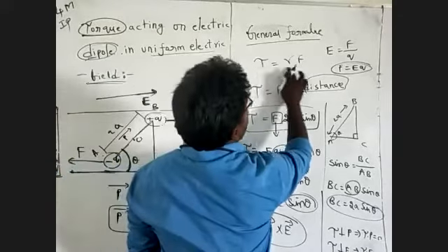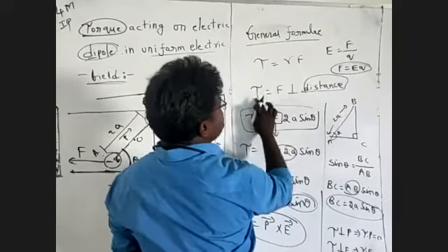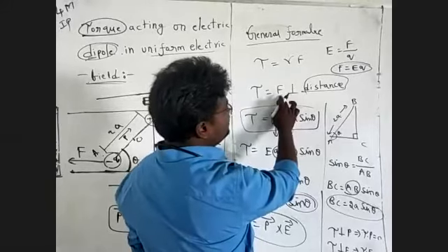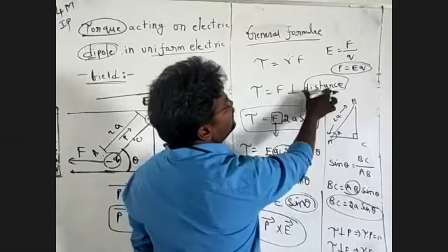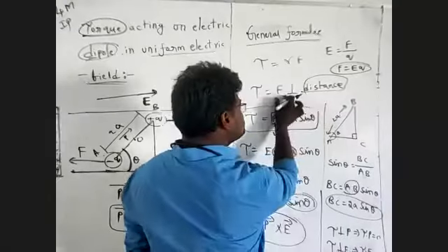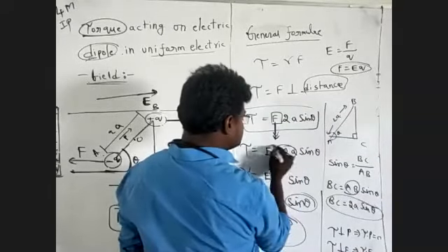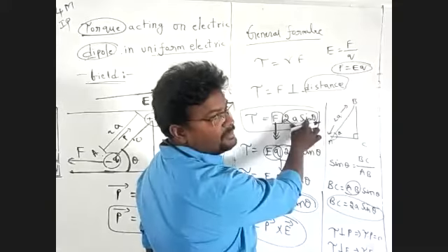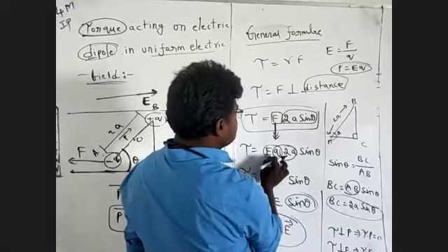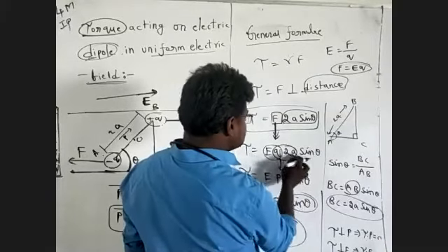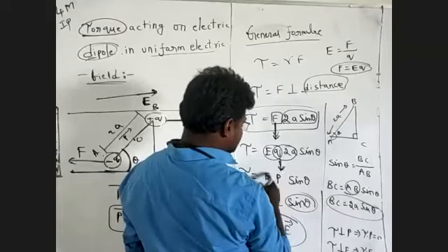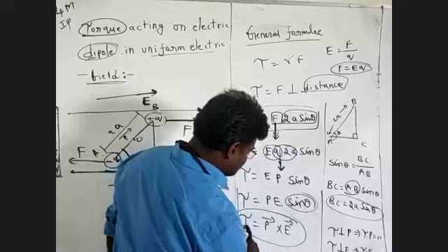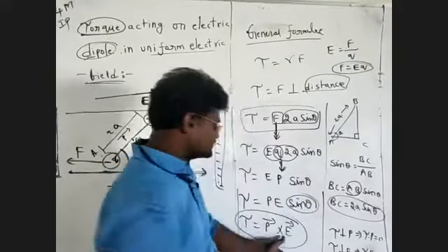General formula: torque is equal to the perpendicular distance between the two forces times the electric force. Force F is equal to EQ, and this is the perpendicular distance. Now tau is equal to EQ 2A sin theta. Q 2A is the dipole moment, and E is as written here, sin theta. Now tau is equal to P E sin theta. Tau is equal to P bar cross E bar.